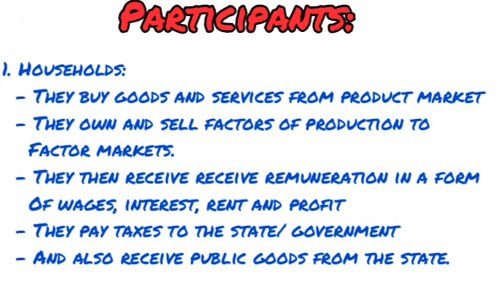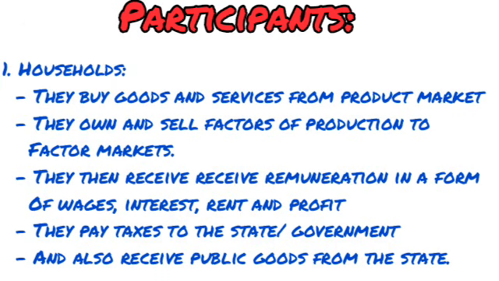I always say to my students that when you are dealing with an essay in particular, make sure that you at least have 5 points that you can give. So my first point there is that they buy goods and services from product markets. They own and sell factors of production to the factor markets. They then receive remuneration in the form of wages, interest, rent and profit, and then they pay taxes to the state and the government, and also receive public goods from the state.